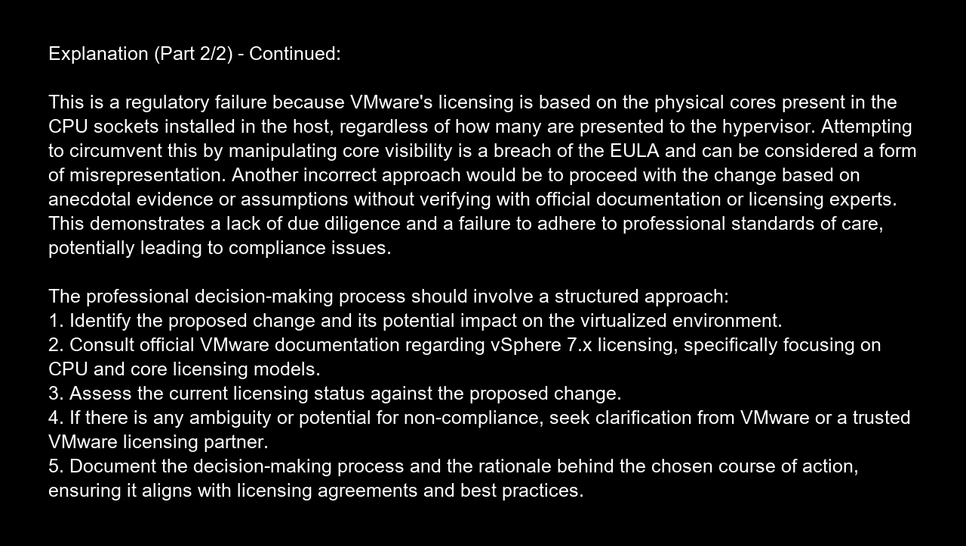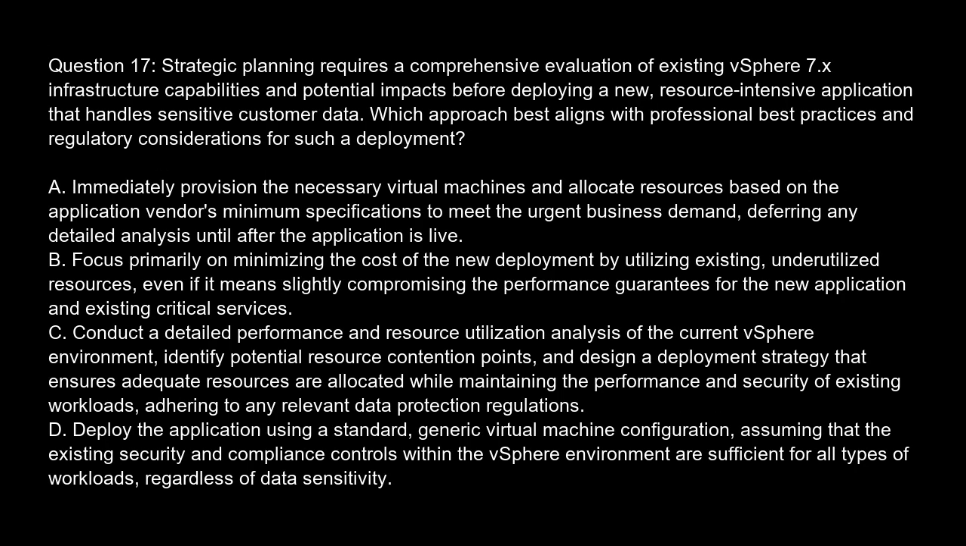1. Identify the proposed change and its potential impact on the virtualized environment. 2. Consult official VMware documentation regarding vSphere 7X licensing, specifically focusing on CPU and core licensing models. 3. Assess the current licensing status against the proposed change. 4. If there is any ambiguity or potential for noncompliance, seek clarification from VMware or a trusted VMware licensing partner. 5. Document the decision-making process and the rationale behind the chosen course of action, ensuring it aligns with licensing agreements and best practices. Question 17.